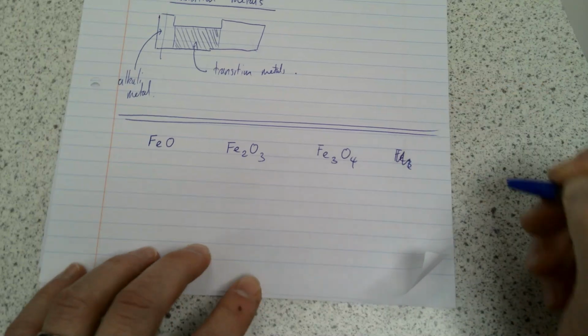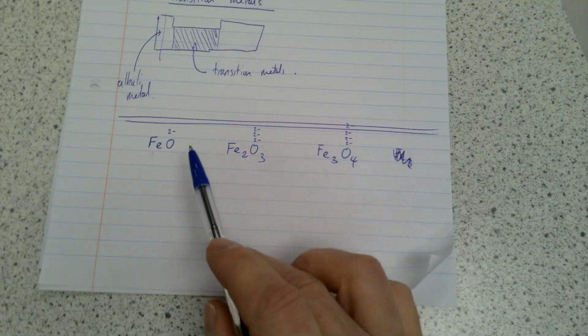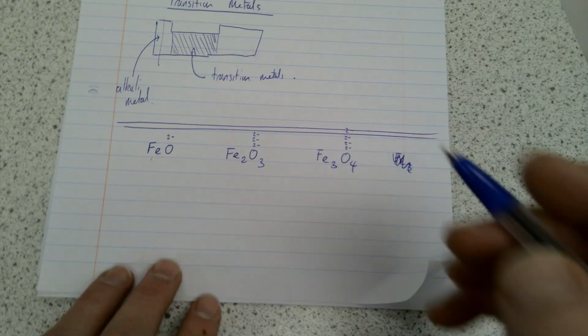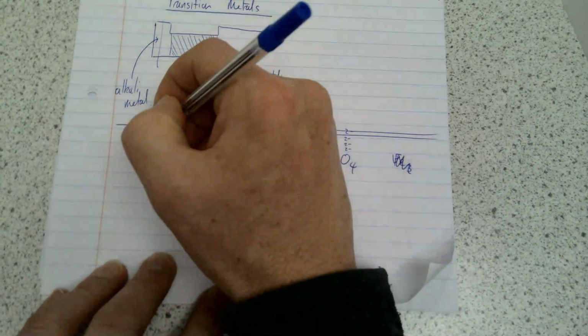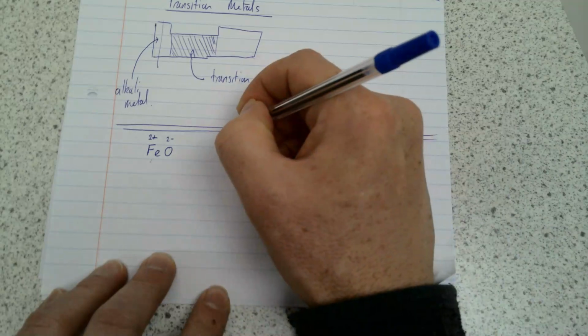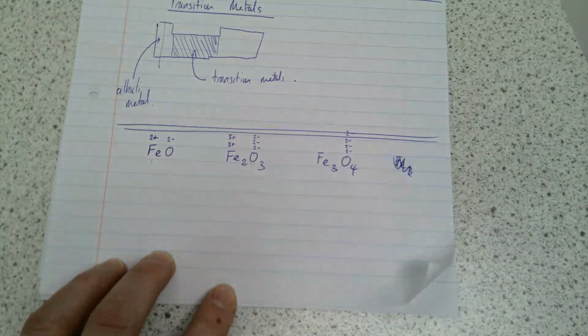So the charge on oxide in each case is 2 minus. So what must the charge of iron be in the one on the left? You've got to have ionic compounds with 0 overall charge. So that must be 2 plus. Both of these must be 3 plus. So 2 3 pluses and 3 2 pluses make 6 plus.